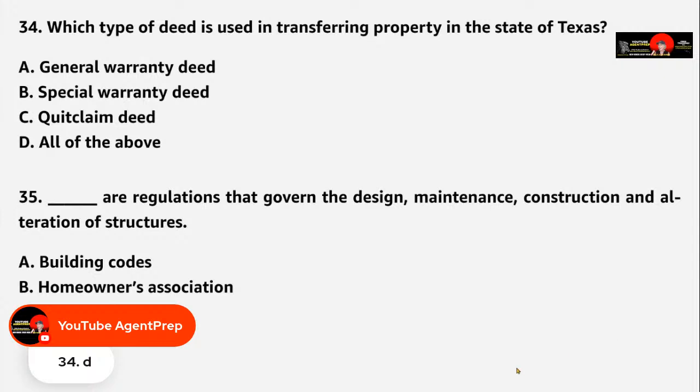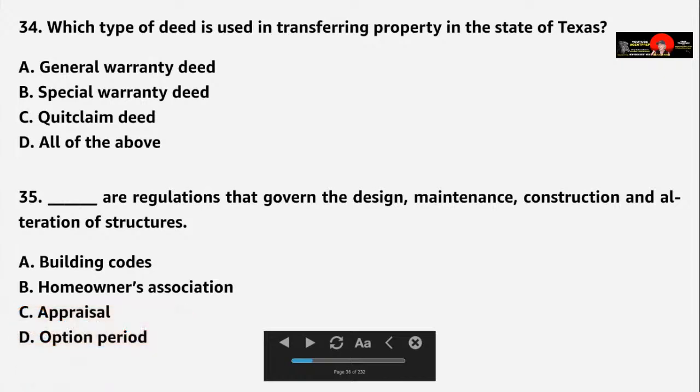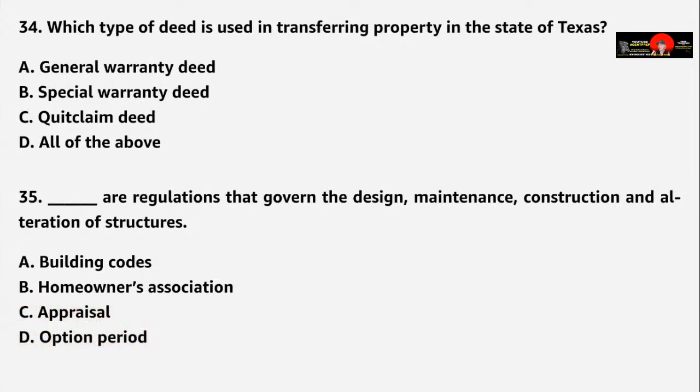Okay, 35. Blank are regulations that govern the design, maintenance, construction, and alterations of structures. Let me clear that off the screen. There we go. So something are regulations that govern the design, maintenance, construction, and alterations of structures. A, building codes. B, homeowners association. C, appraisal. Or D, option period. Hey, you all are on the ball on this one, huh? Yes, building code. Very good.